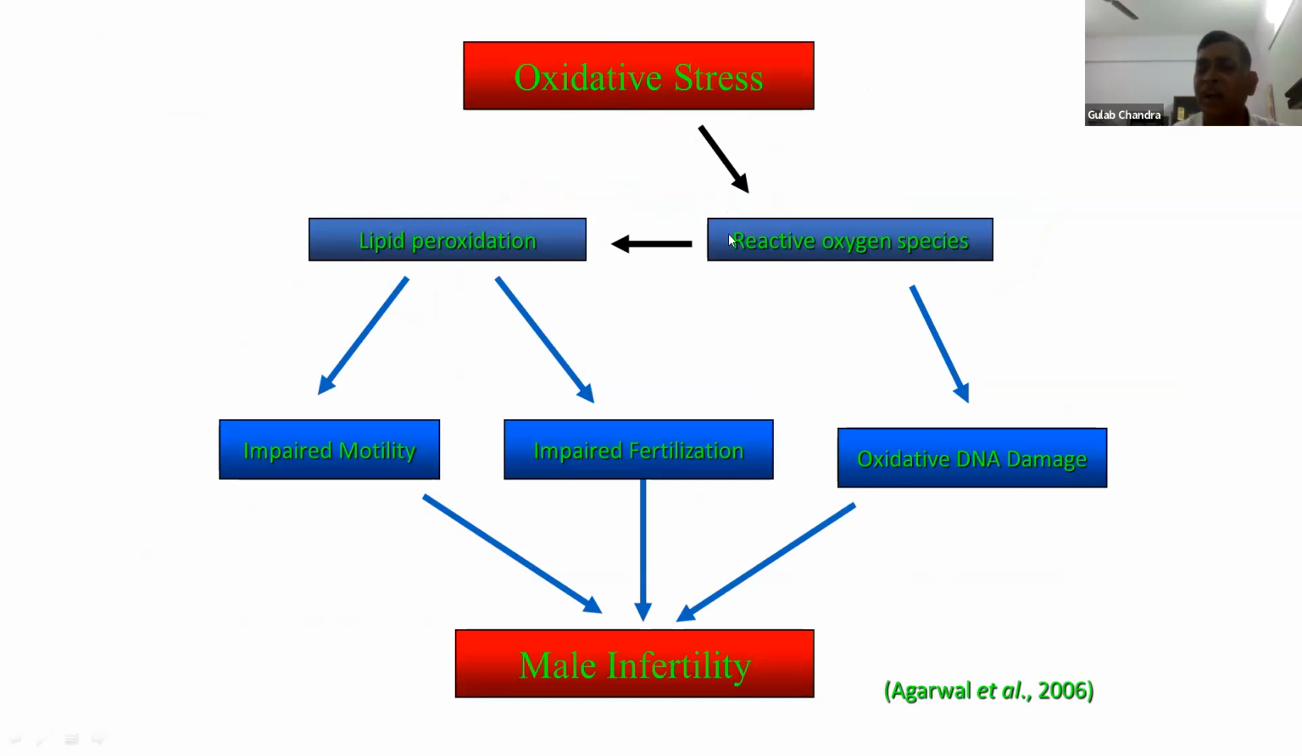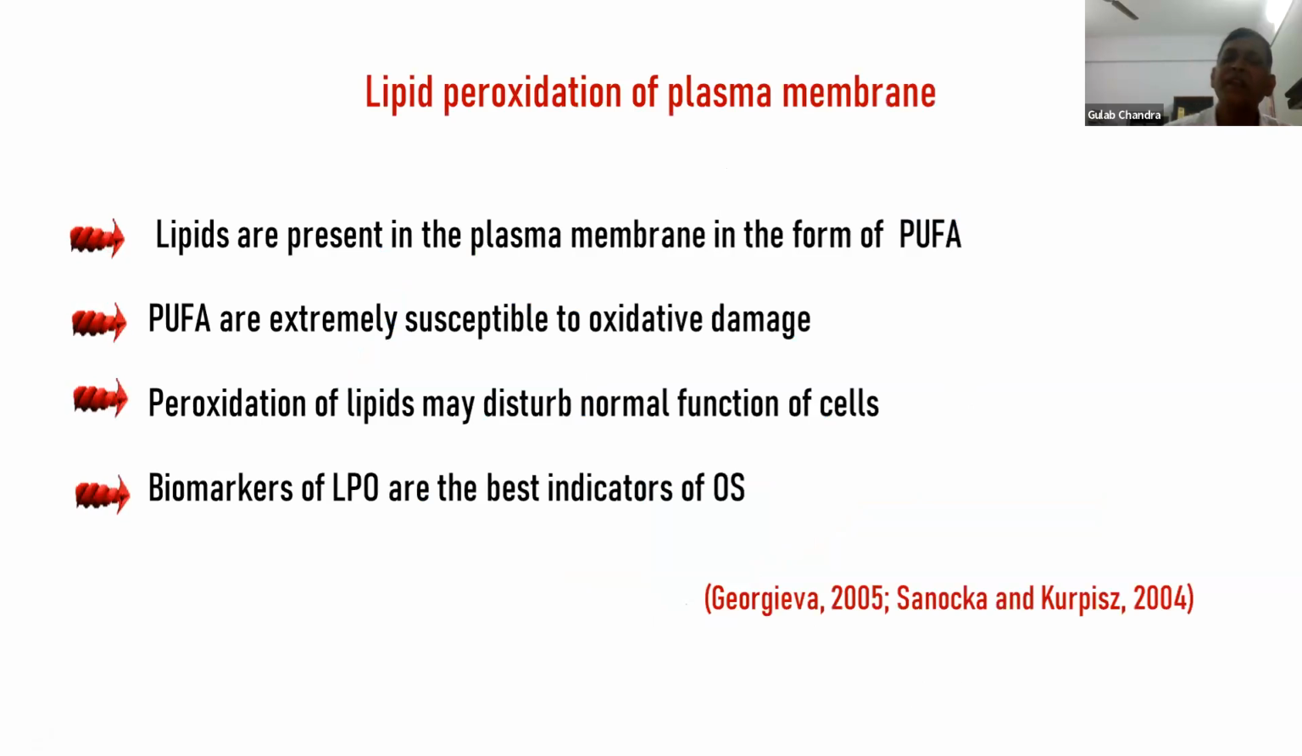Oxidative stress increases the production of reactive oxygen species, and this causes lipid peroxidation, and this lipid peroxidation impairs motility and impairs fertilization, and reactive oxygen species also cause DNA damage. All these factors are responsible for causing male infertility in male goats. Lipid peroxidation: how do free radicals damage the lipids?